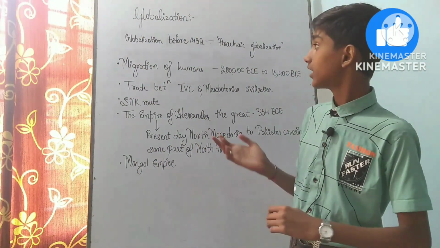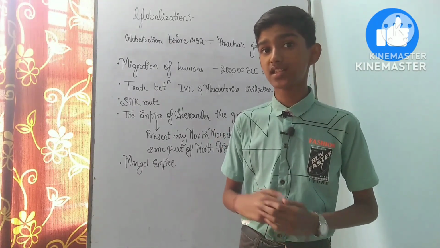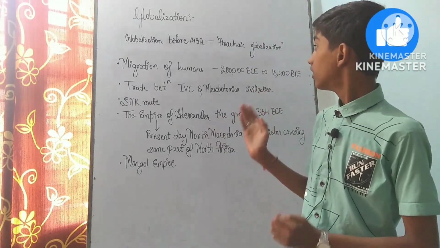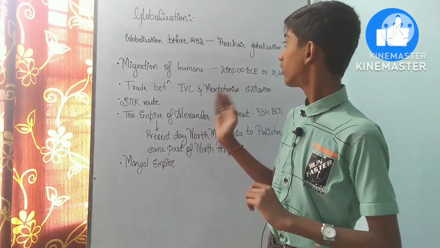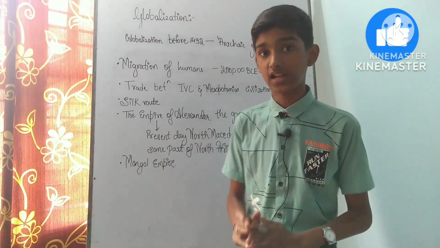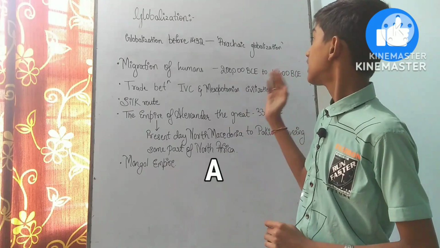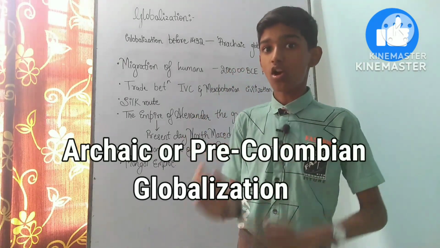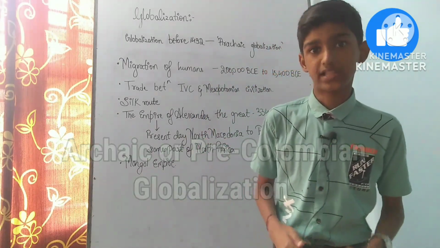Okay, so these were the 5 major proofs that historians give and argue that globalization before 1492 had already started, and they referred to this as archaic globalization or pre-Columbian globalization.